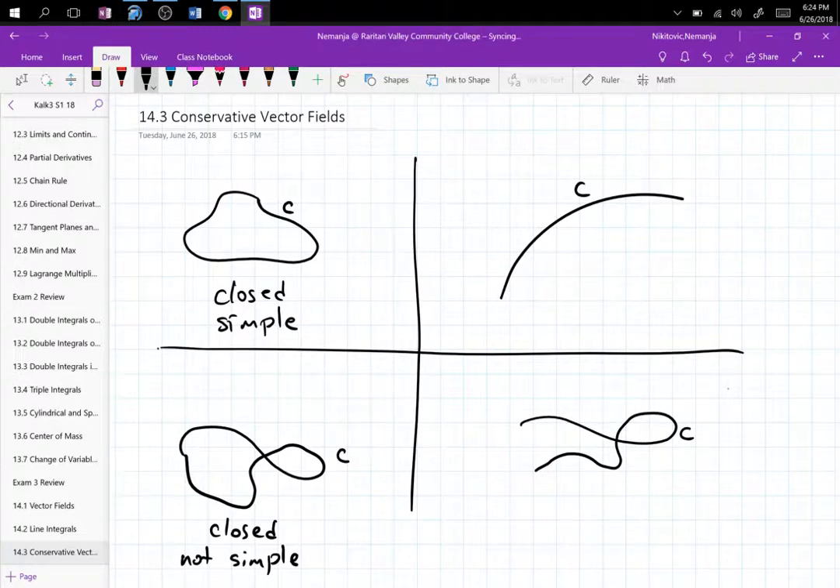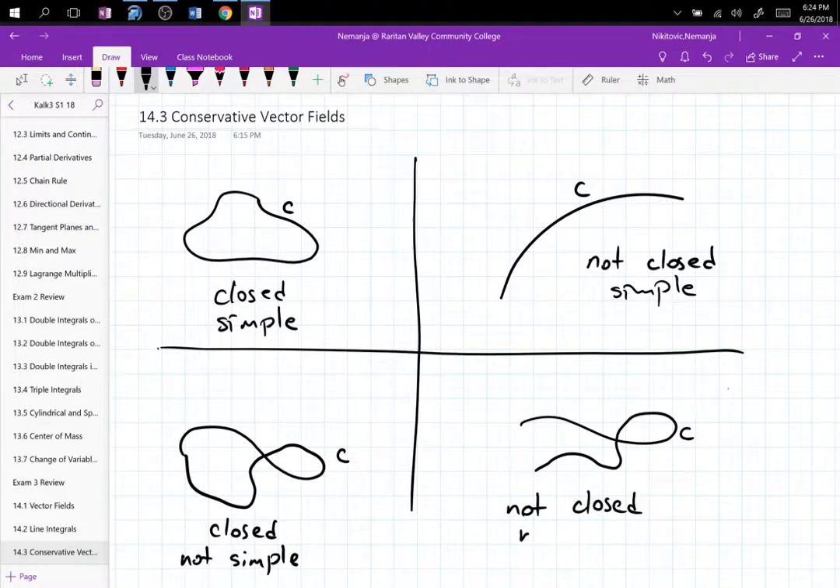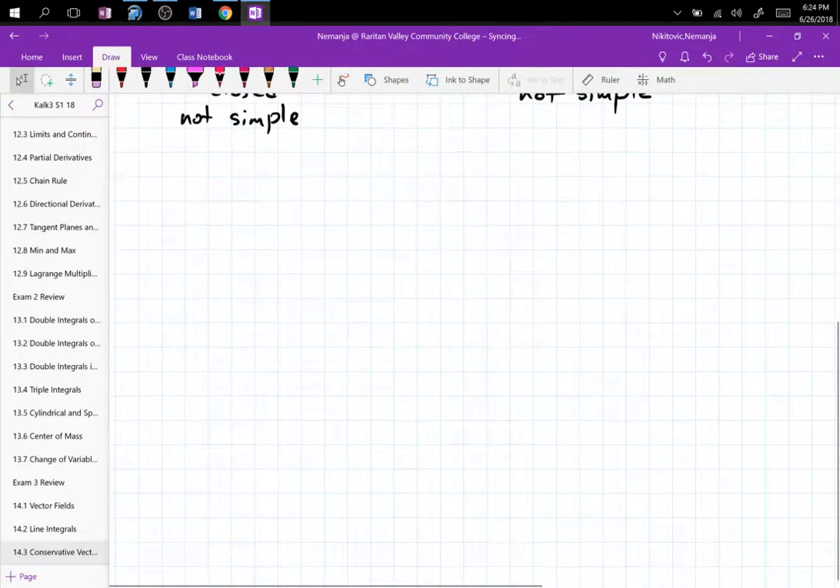Now, the one on the top is obviously not closed, but it's simple because it's not intersecting itself. And the one on the bottom is not closed and not simple because it intersects itself at least once. So these are the words that you are learning now, and they pertain to a certain situation. So that's one of them.